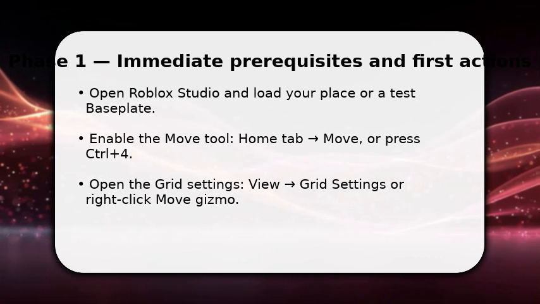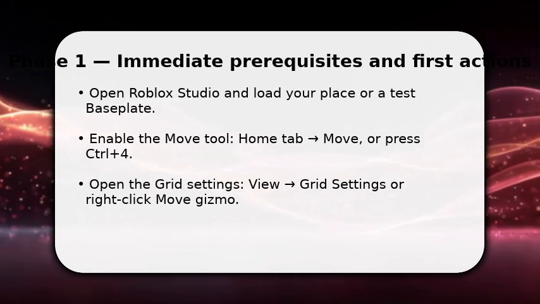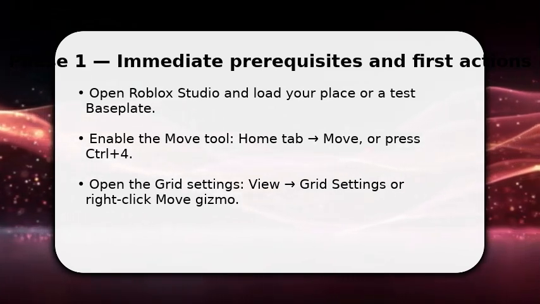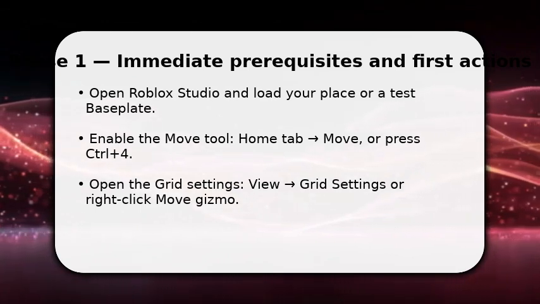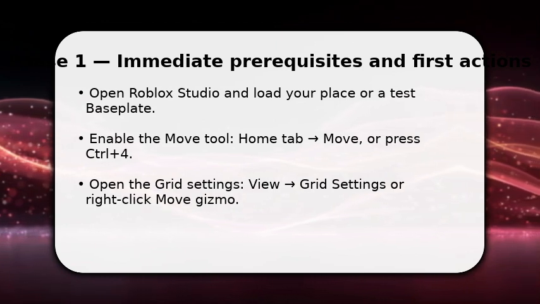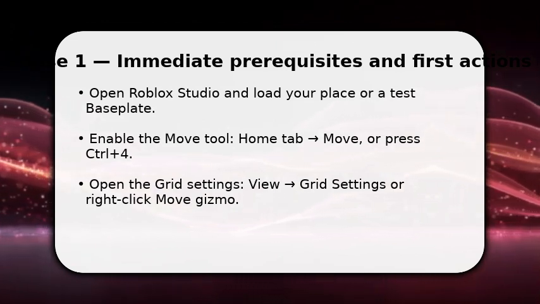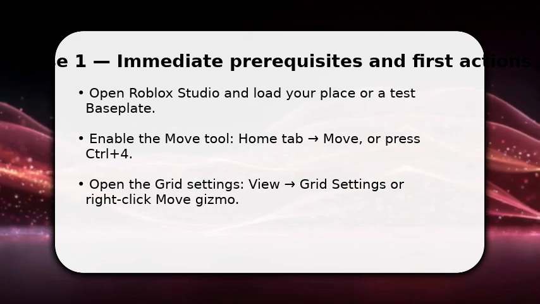You start by opening Roblox Studio and loading the place you'll modify. Once done, press Ctrl+4 or click Home, right arrow move to enable the Move tool. You need the Move gizmo visible so you can access grid options directly. Make sure the gizmo is centered on any selected part.